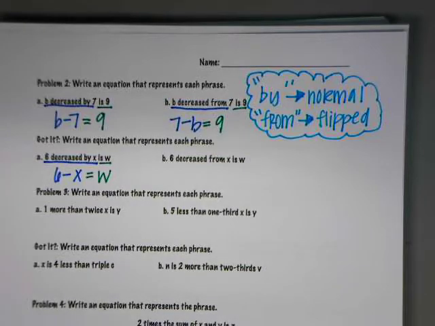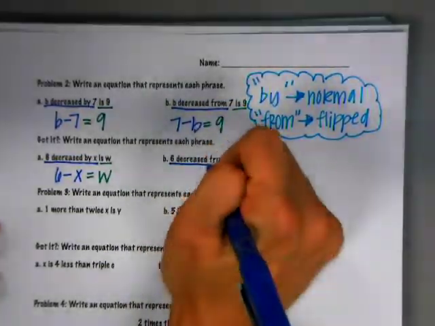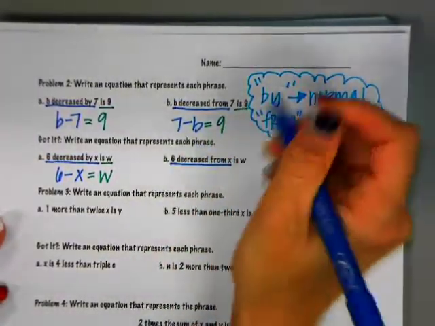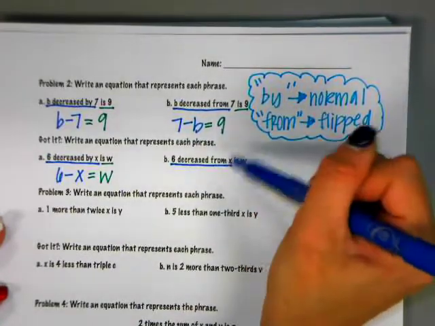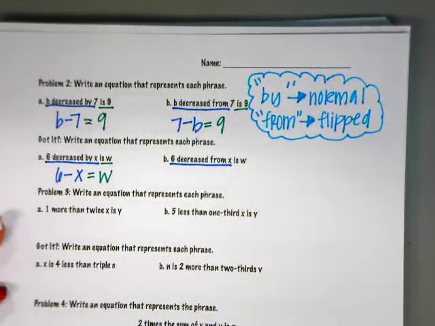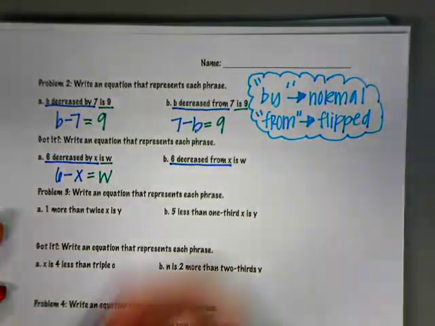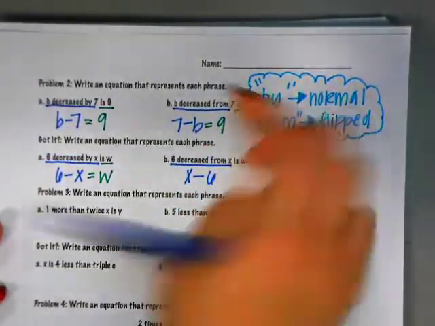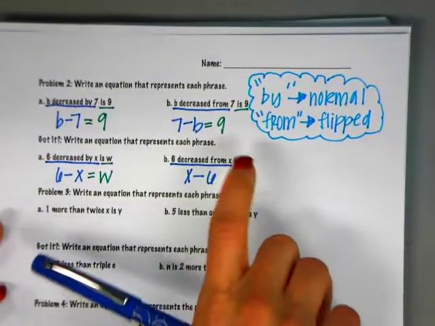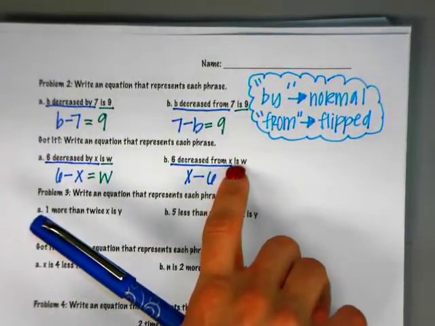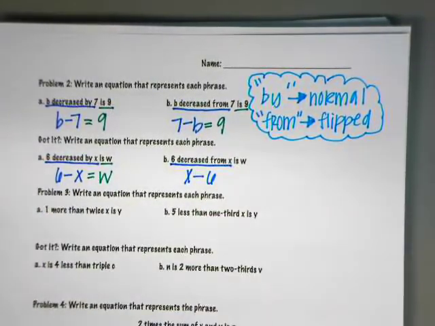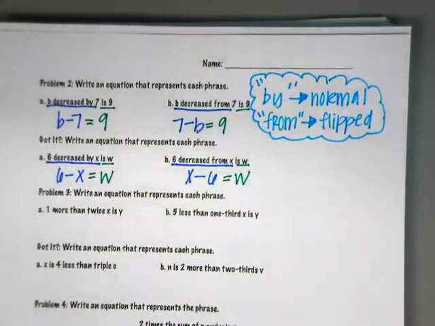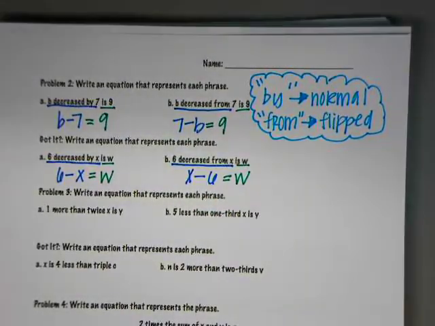6 decreased from X. That means it's flipped because you have to start with what you're taking from. So what would that be? X minus 6. Because if it's 6 decreased from X, that means you have to start with the X because you're taking 6 away from it. Does that make sense? Is W equals W. Okay. Any questions so far?